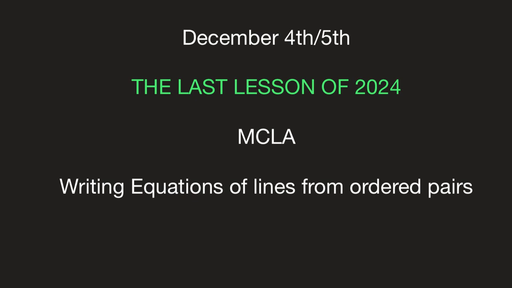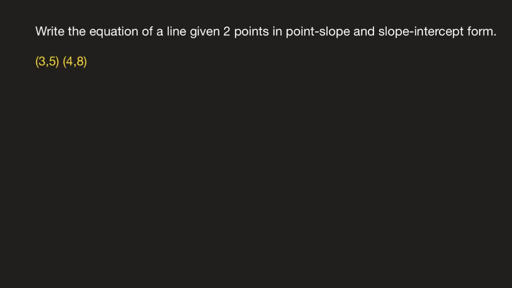Okay, going to build upon the lesson that we did earlier in the week with slope-intercept form, point-slope form, being able to plug information into those forms. Today, what you're going to notice is you're going to be presented with a couple of ordered pairs which represent 2 points on a line. We want to write the equation of a line given these 2 points. We're going to write it in point-slope form and slope-intercept form.